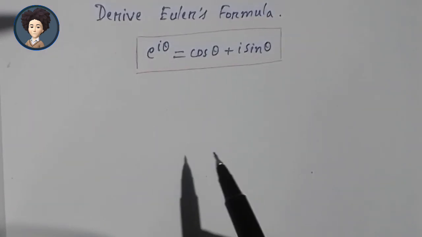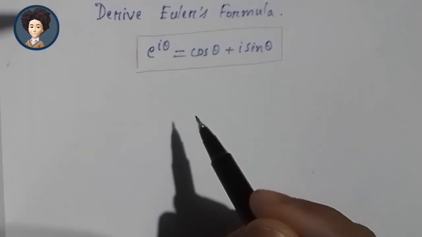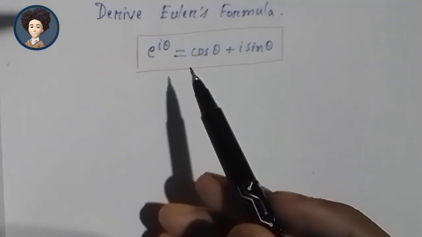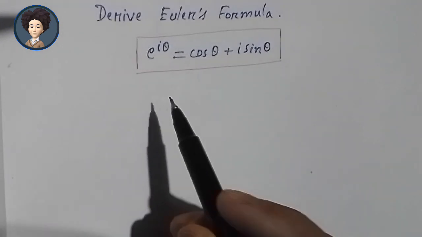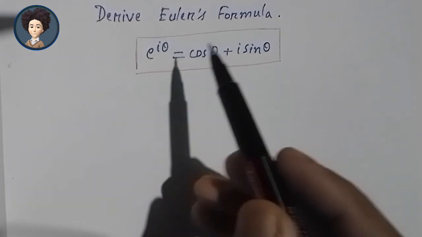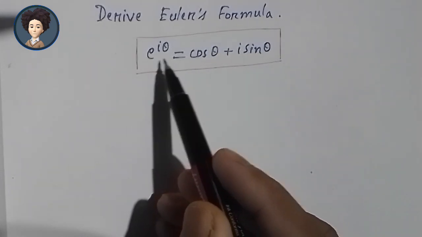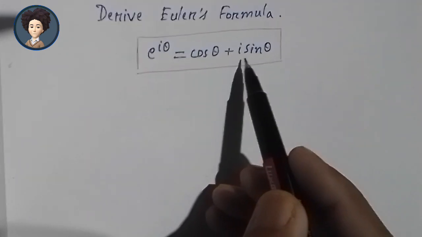Hello guys, today I have a cool question: derive Euler's formula. We know Euler's formula is e to the power i theta equals cos theta plus i sin theta.